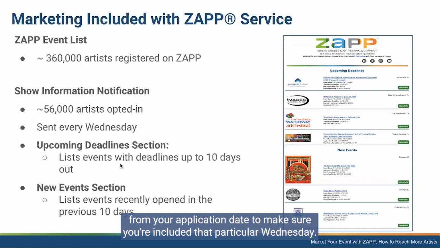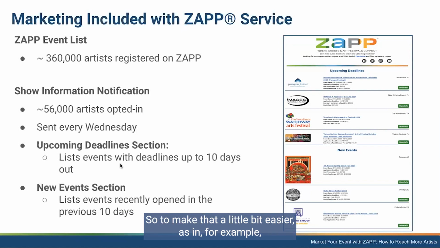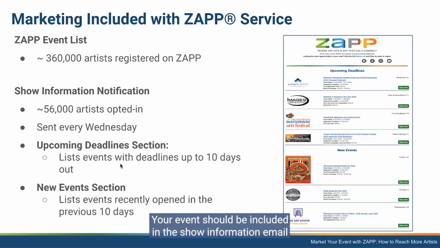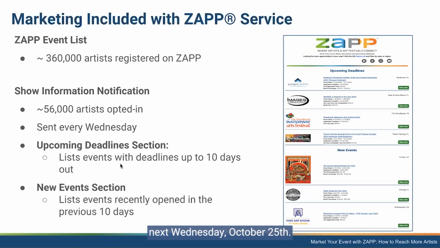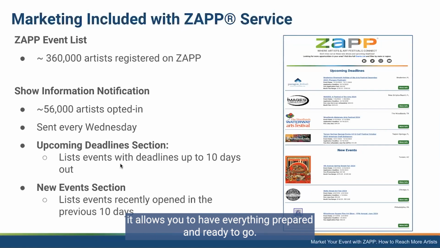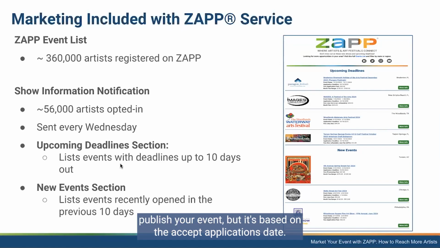To make that a little bit easier to understand, for example, let's say you publish your event today and the accept applications date is tomorrow. Your event should be included in the show information email next Wednesday, October 25th. But if you publish your event weeks before your accept applications date or your open date, which is great, it allows you to have everything prepared and ready to go. Your event still wouldn't be included until that following Wednesday of the open date, if, let's say, it was tomorrow. So it's not based on when you publish your event, but on the accept applications date.